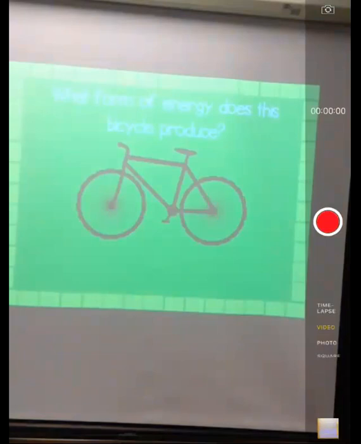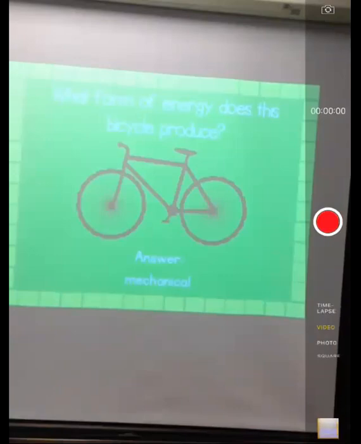What form of energy does the bicycle produce? Ashley. So it's mechanical energy, and when it's resting and there's a guy on it with his foot on the pedal, it might have potential energy, and then once he starts moving his legs and moving, it's going to have kinetic energy.